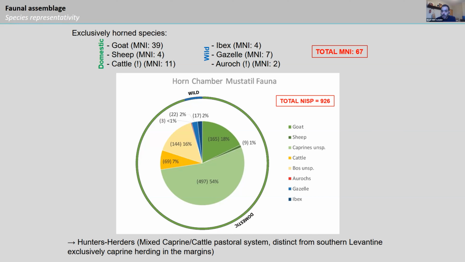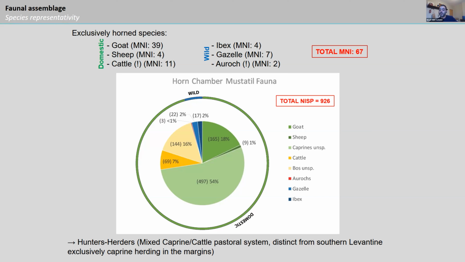From an economy and subsistence strategies point of view, the species spectrum reflects a hunter-herder subsistence strategy, one that has been described for the desert margins of the southern Levant, in eastern Jordan notably, for the early stages of introduction of herding in these areas. But interestingly, the domestic species found at the Horn Chamber Mustatil point to a mixed caprine-cattle pastoralism, distinct from what is known in the southern Levantine marginal zone, where pastoralism is exclusively, for these periods, oriented towards caprines.